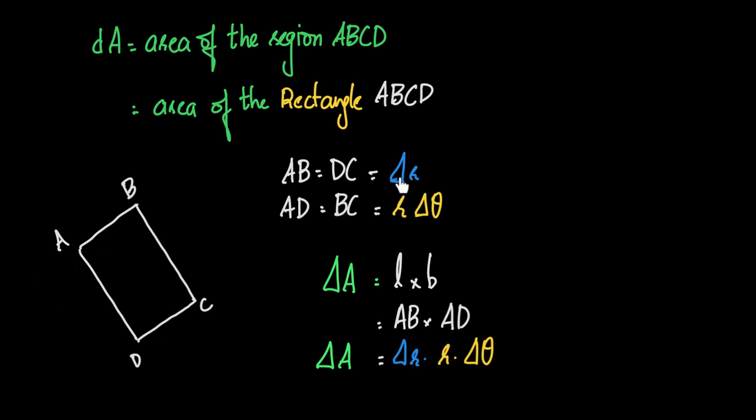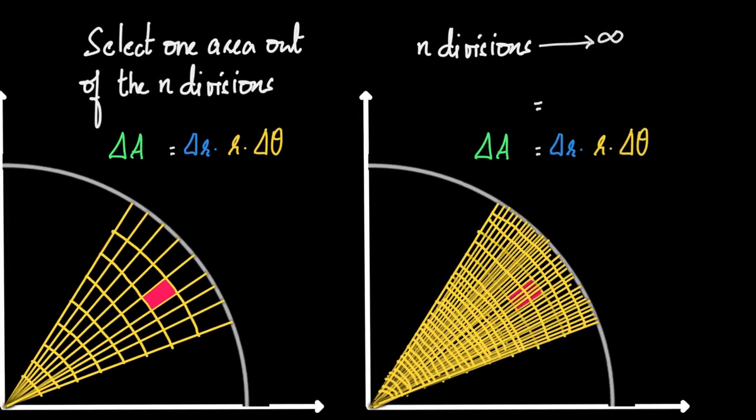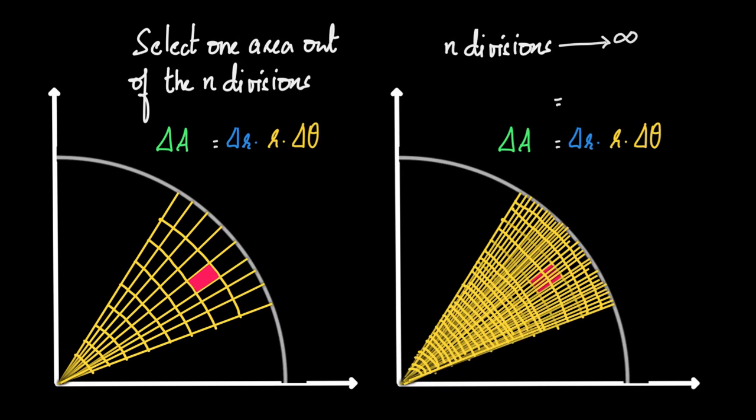What is AB? It is delta R. What is AD? Which is R delta theta. So we have delta A is equal to delta R into R delta theta. Now what were we trying to do? We were trying to find out the expression for delta A. Why? Because we were trying to find out the area of the sector.